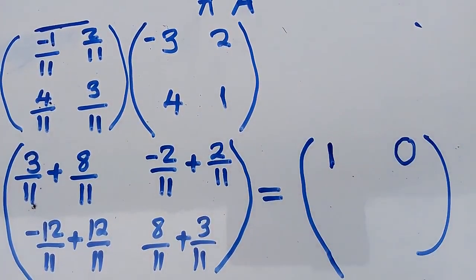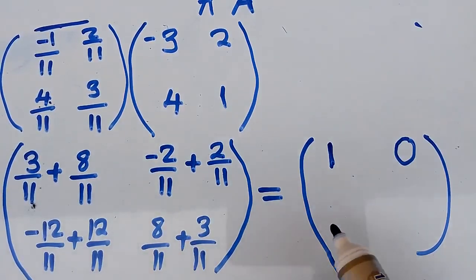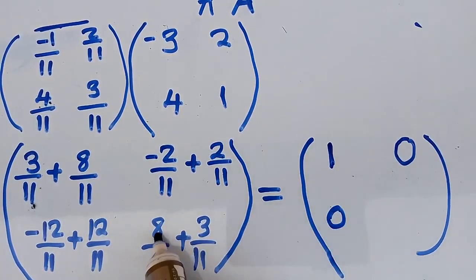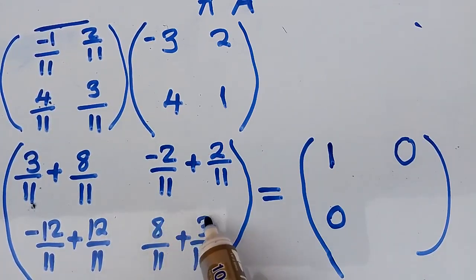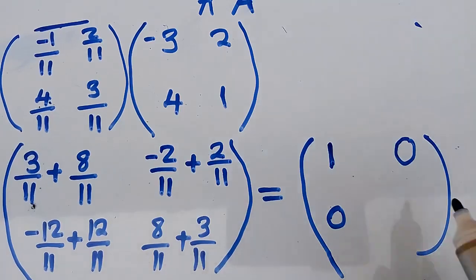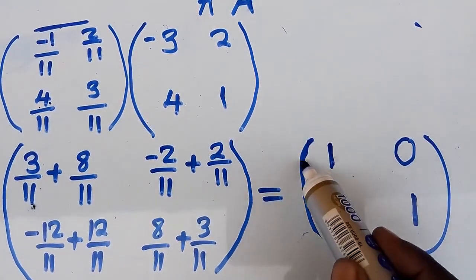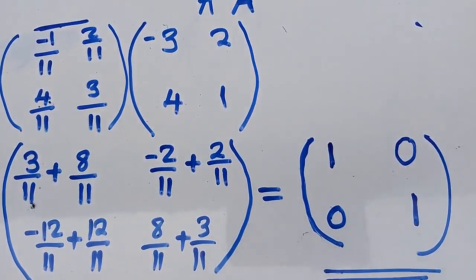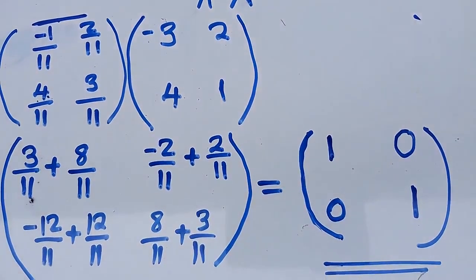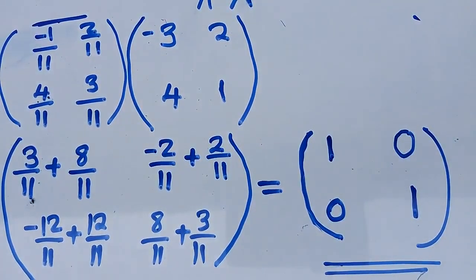What is negative 12 plus 12? 0. 0 divided by 11 is 0. What is 8 plus 3? 11. 11 divided by 11 is 1. So this is your answer. This is the answer that we have formed.